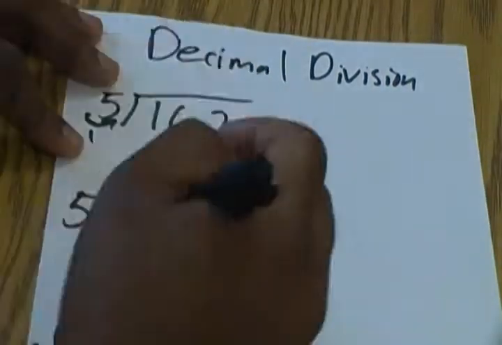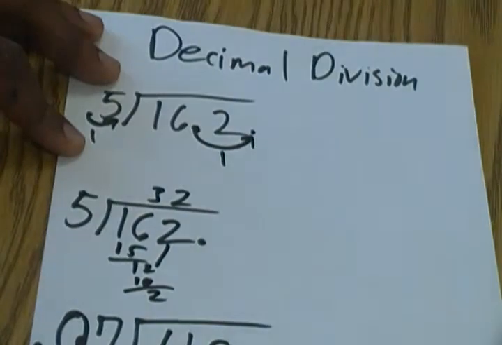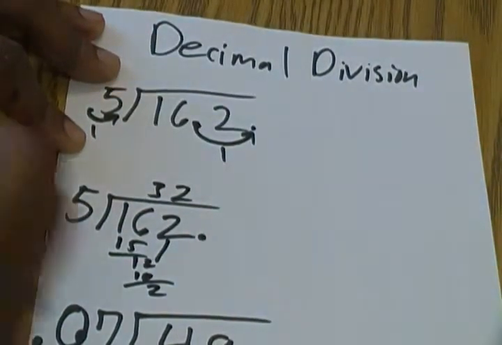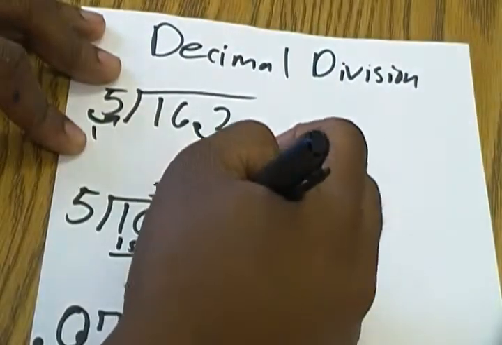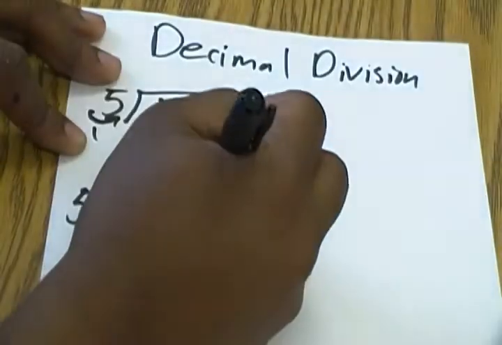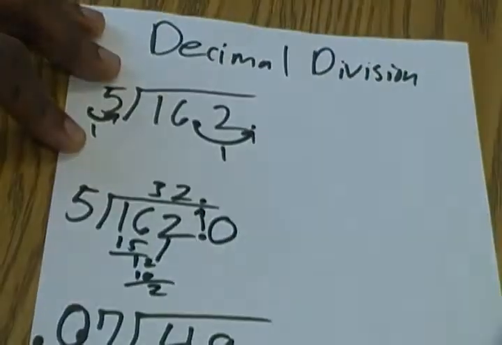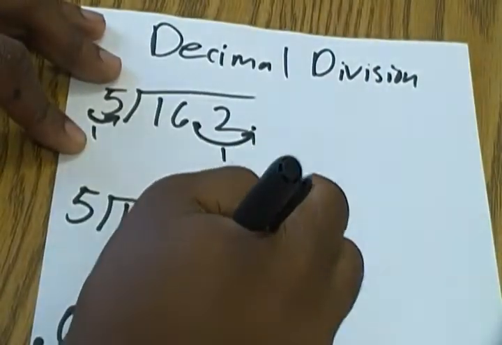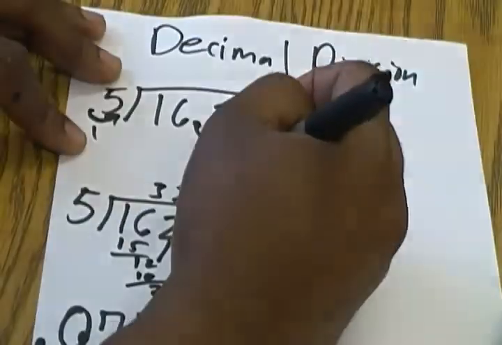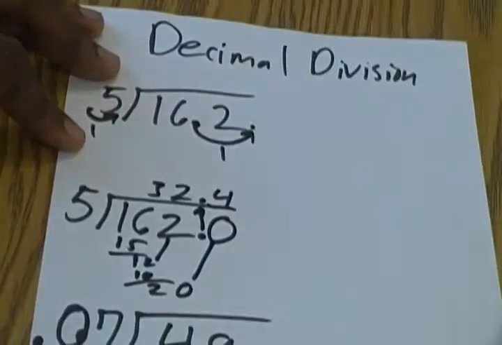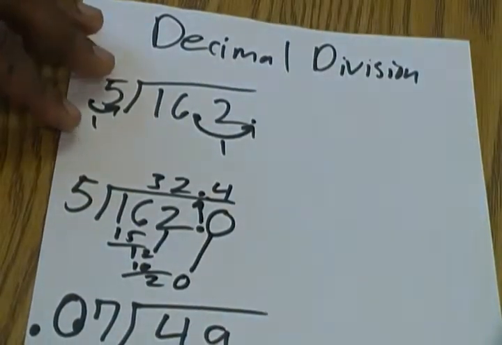Now when we're dealing with a decimal, we cannot have a remainder left over. So we need to keep adding on a 0. In this case, we need to make sure we bring up that decimal, bring it straight up, and we have to bring down this 0. Now we know 5 can go into 20 4 times. You can add on as many zeros as you need to.